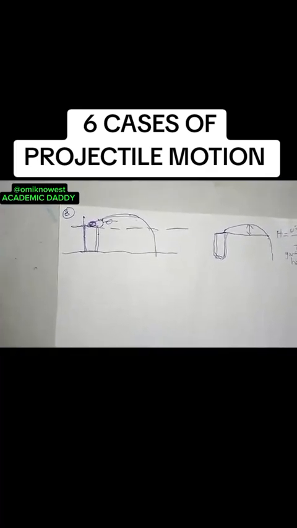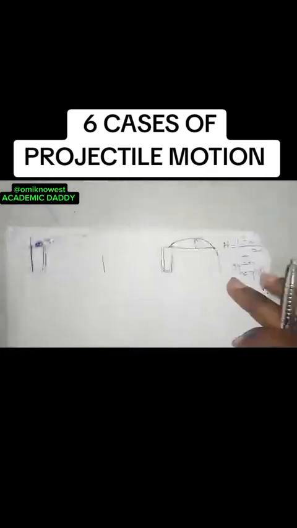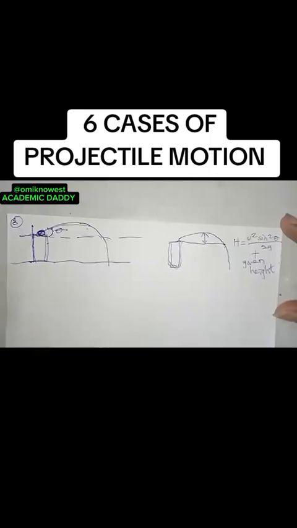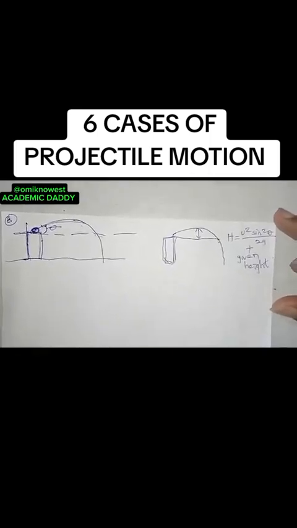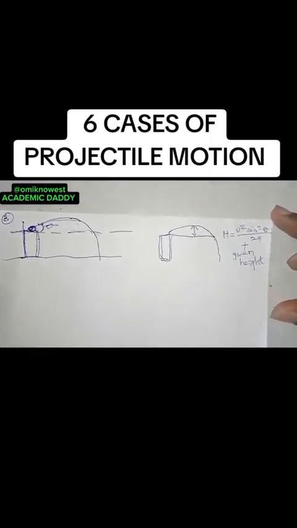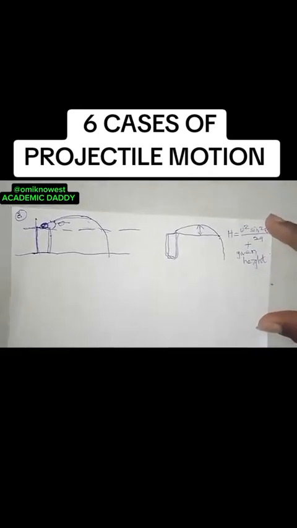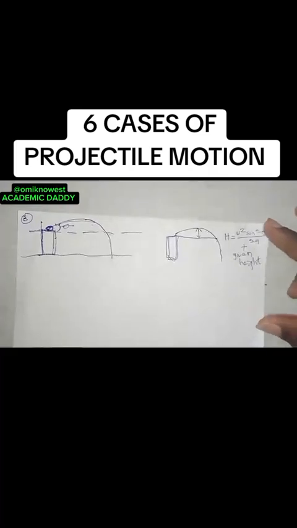Notice that when they tell you a body is projected from a cliff, they will always tell you the height of the cliff. Is it not true? Yes, it's true. So for this type of case, to find the maximum height is simply u squared sine squared theta all over 2g plus whatever height you are given. That is how to find the maximum height here.